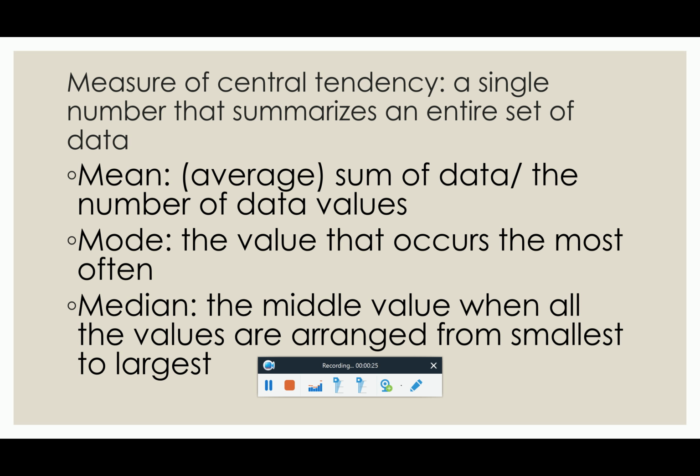So the three main ones are your mean, which is your average. So you take the sum of the data and then divide it by how many data values there are. The mode is the value that occurs the most often. And then the median is the middle value, and you have to make sure you arrange it from smallest to largest. Also for the median, let's say it's an even number of data values. You just have to take the two that are in the middle, and then you have to take the average of them.